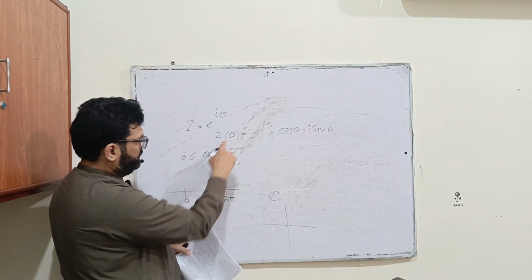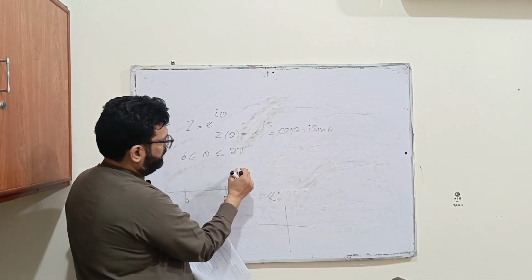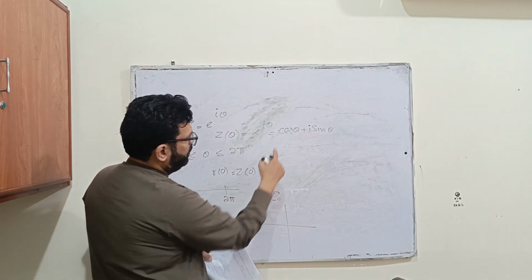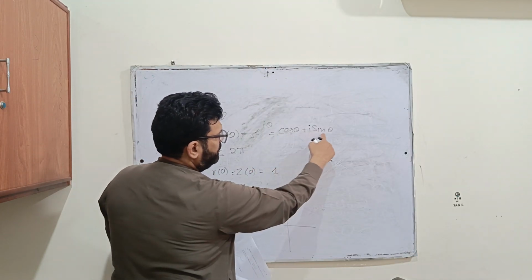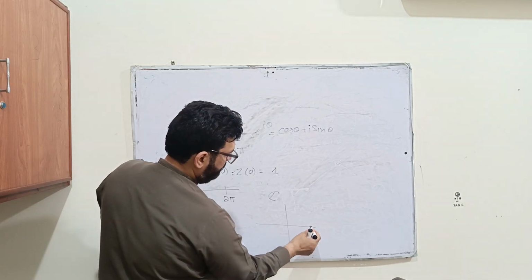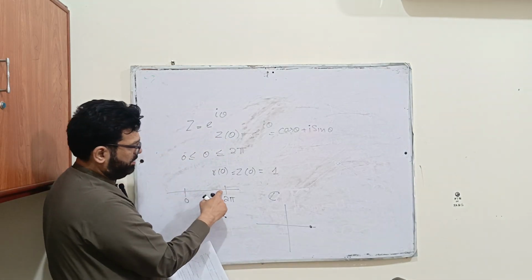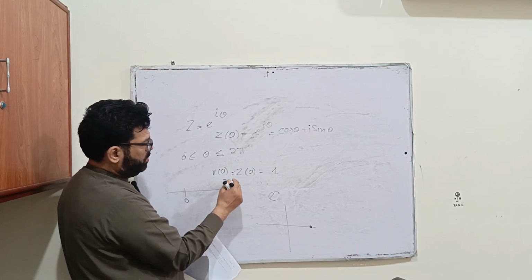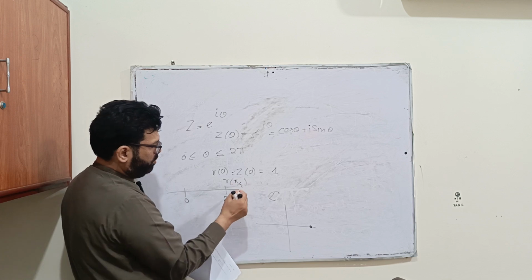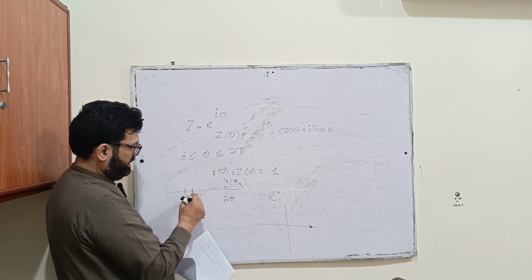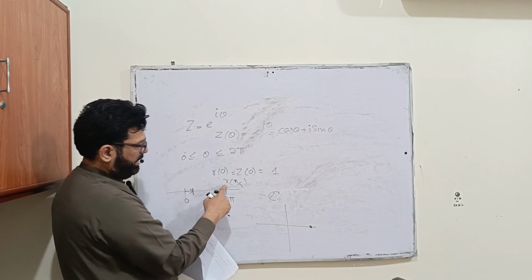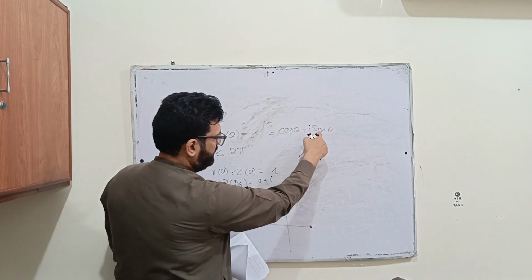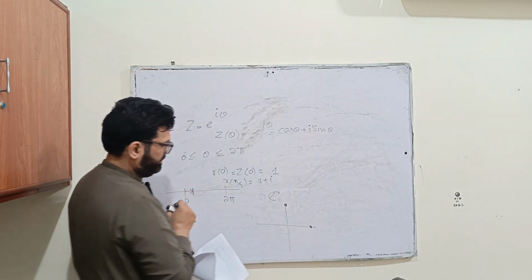If you put the value of theta equal to 0, you get gamma of 0 or z of 0, and this is the point cos 0 plus iota sin 0, which is (1, 0), this point. Then if you take theta equal to pi by 2, which is here, you get cos 90 (0) plus iota sin 90 (1), so you will reach here.